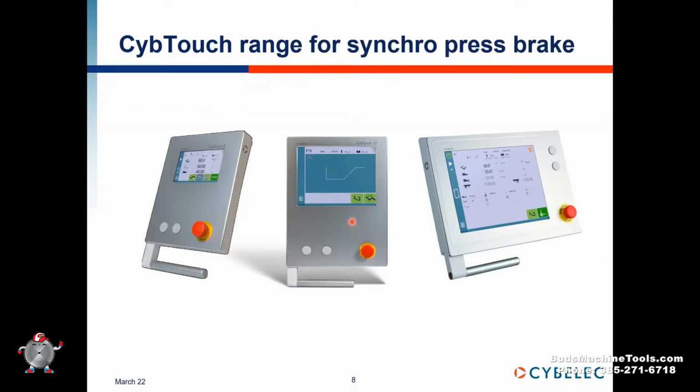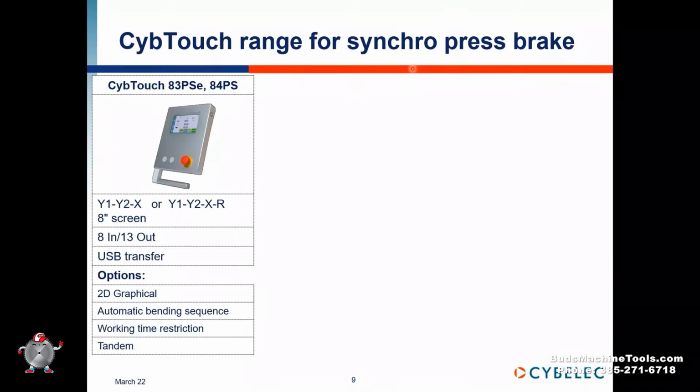Then we have the SIP-Touch 8, 12, and 15 for synchro press brake. We synchronize in this case Y1, Y2. The first SIP-Touch will be the SIP-Touch 83 PSE or 84 PS. We manage Y1, Y2, X or Y1, Y2, X, R in the case of the 84 PS.